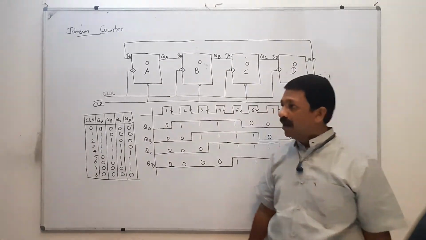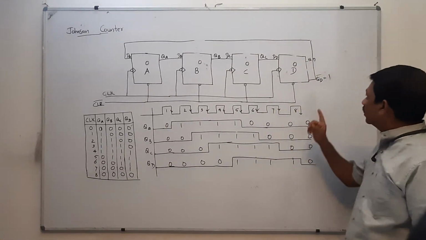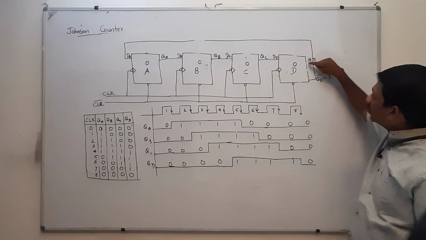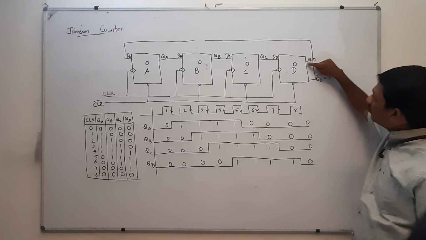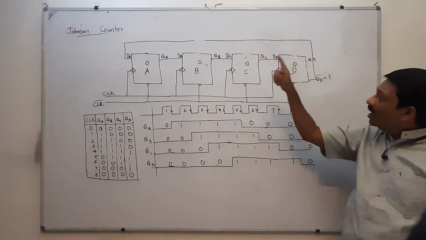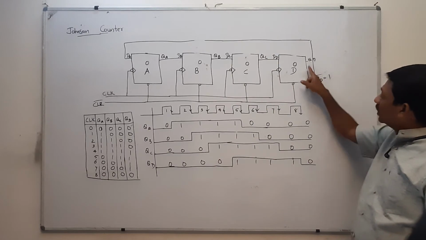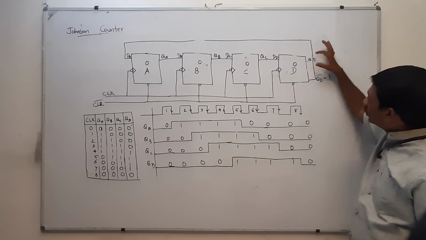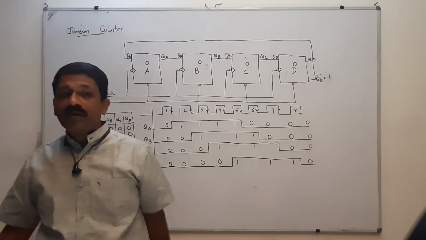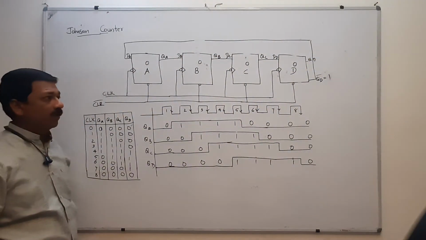and then you have to apply clock pulses only. And one thing you should remember here, in the case of ring counter, feedback is given from the output of the last flip-flop to the first flip-flop. And in the case of Johnson counter, instead of the output, the complement of the output is taken, and that is given as input to the first flip-flop.